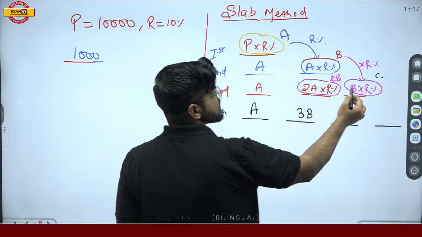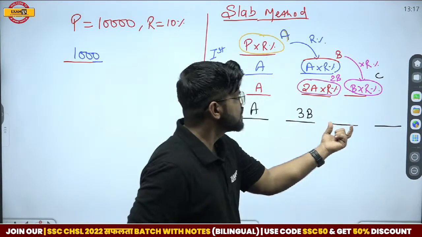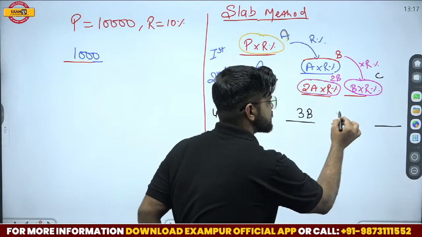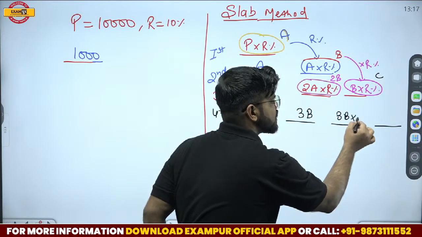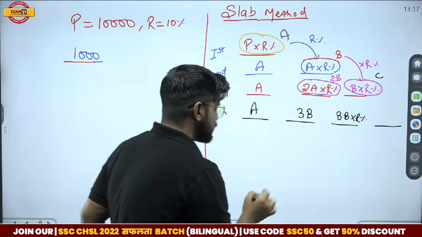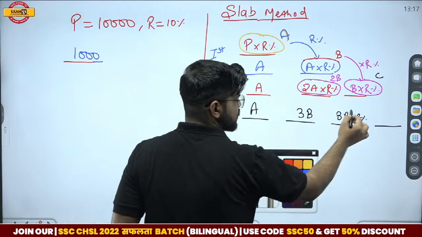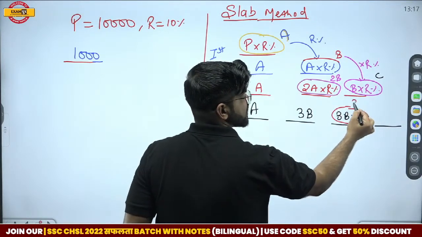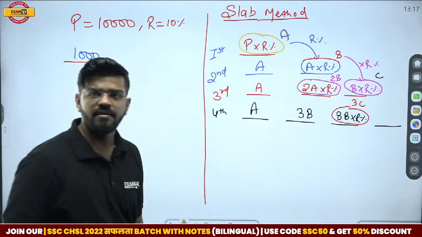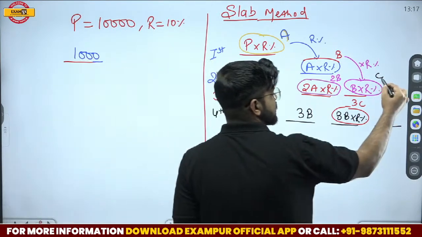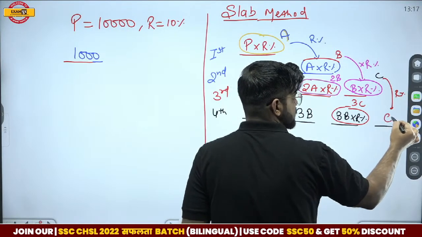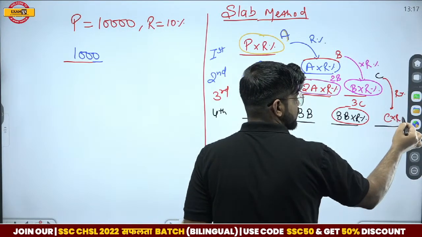Very good. And similarly, if I talk about this slab, before that we have 3B. So 3B into R%. And we know that B into R% is C. That means we can write it 3C. And finally, here we have to write R% of C, C into R percent.